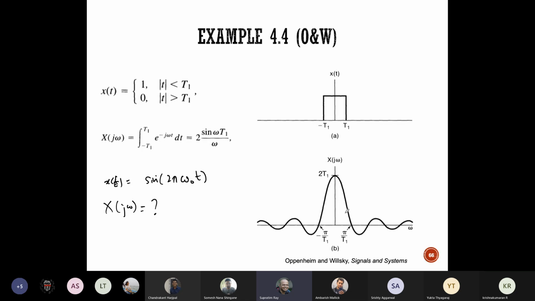Okay, so the answer is that it's a trick question. The Fourier transform doesn't exist for periodic signals, strictly speaking. Remember, it has to be an aperiodic and finite energy signal.